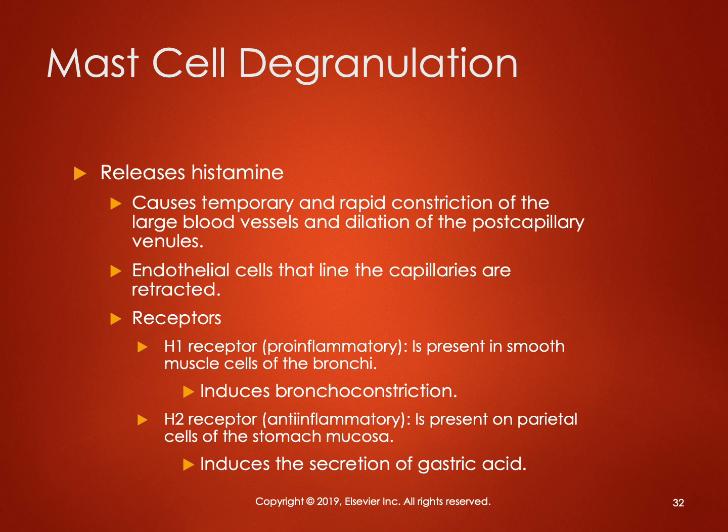H1 receptor is pro-inflammatory, and you can find that in the lungs. H2 is anti-inflammatory, which will result in suppression of leukocyte functions. So when we think about H1 and pro-inflammatory on the smooth muscle, then you think about the bronchioles, right? So you get bronchial constriction.